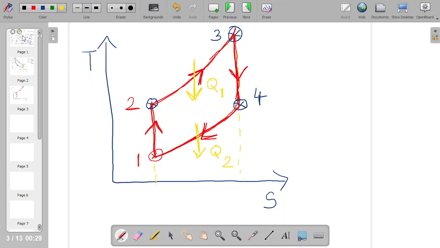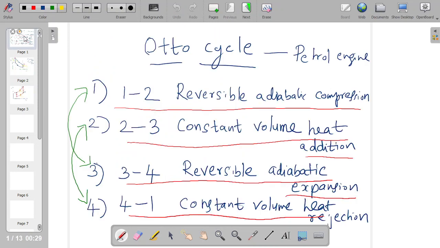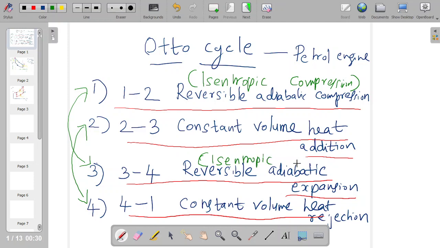So that means we can now modify our first process, that is reversible adiabatic compression. It can also be written as isentropic compression, because a reversible adiabatic process means it is an isentropic process. Similarly, the third one, reversible adiabatic expansion, is again an isentropic process, isentropic expansion.